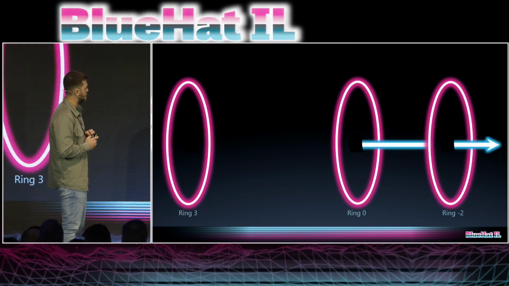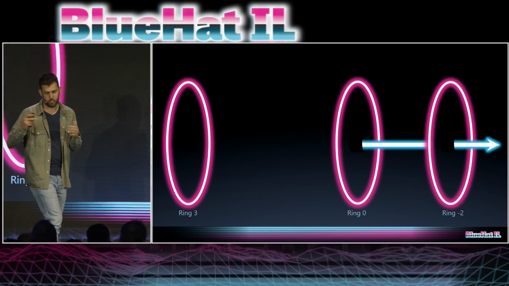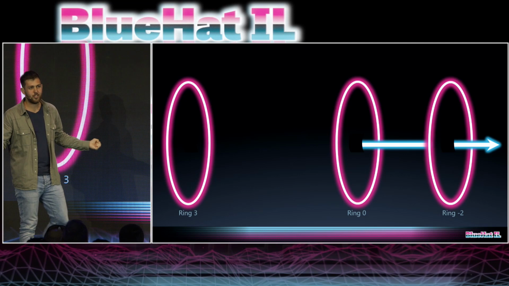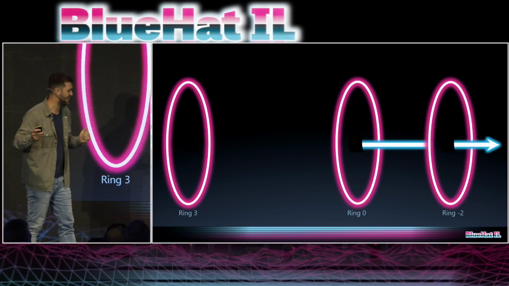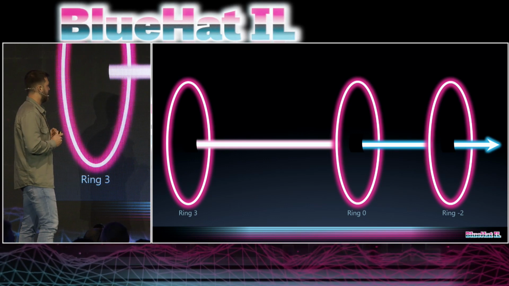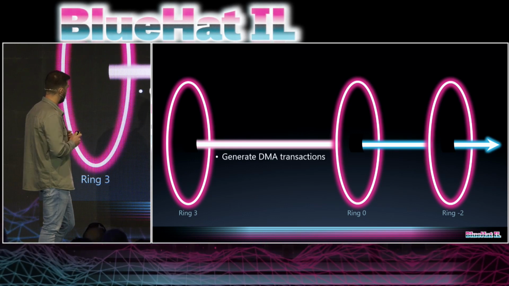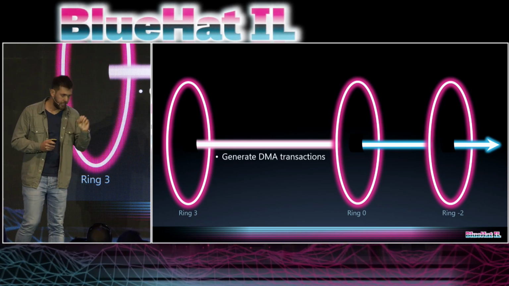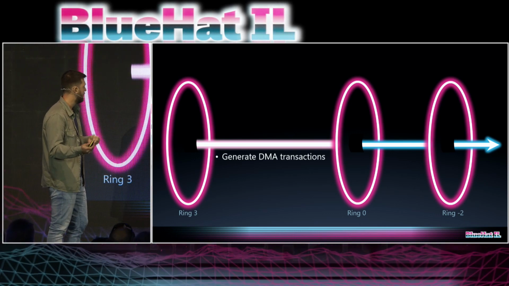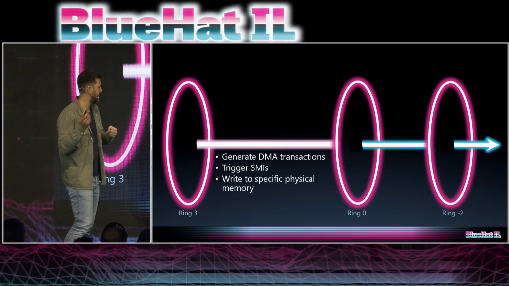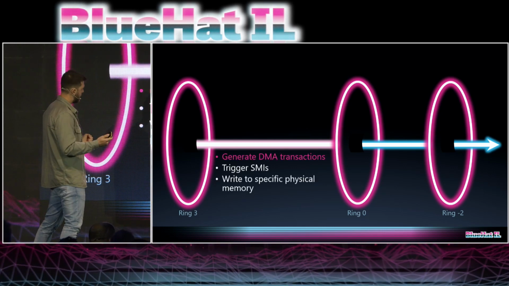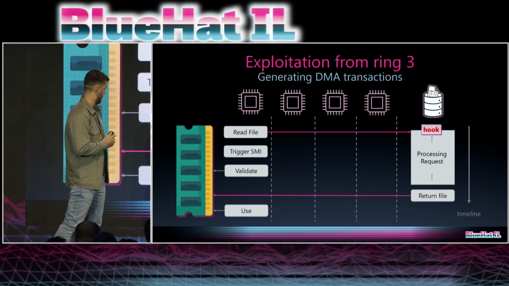So up until now, we hopped from Ring 0, the kernel, to SMM, aka God mode. But the title of our talk is hopping from user space to God mode. So let's extend our attack. To do so, we need to do three things from user space. We need to be able to generate DMA transactions from user space, to trigger SMIs from user space, and to write to a specific physical memory. So let's begin with generating DMA transactions.